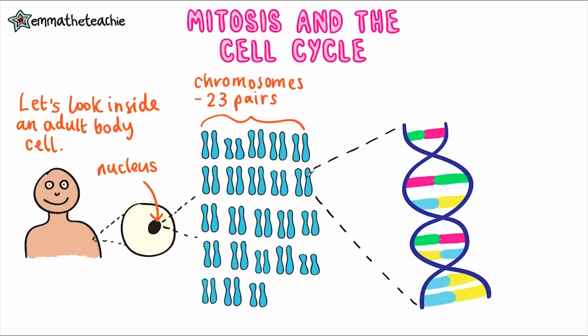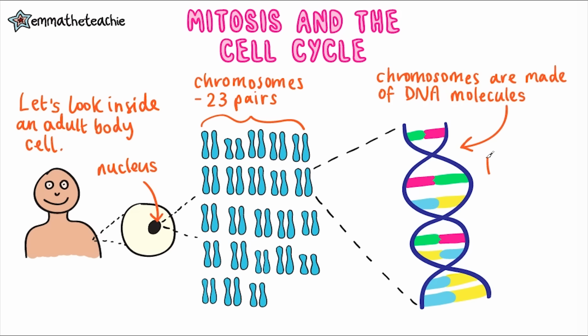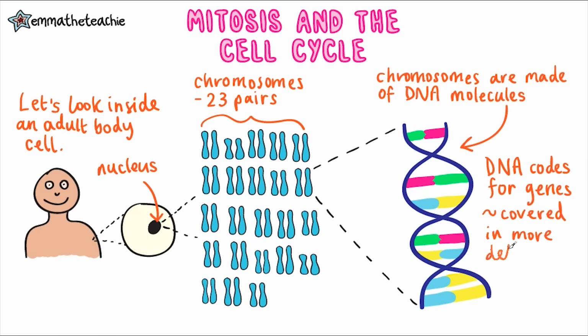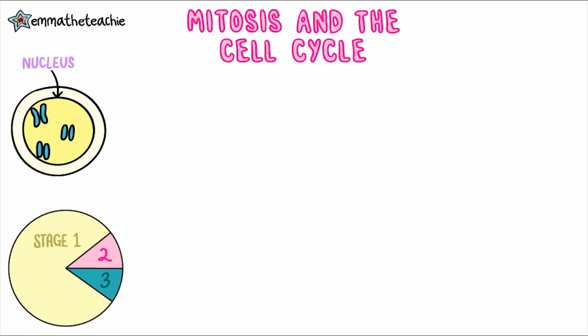If we zoom inside a chromosome, we can see that it's actually made up of DNA. This is a molecule of DNA right here. DNA codes for genes. You're going to learn a lot more about this in the inheritance topic in paper 2, but this is all that you need to know for paper 1. Now that you understand that the nucleus contains chromosomes, we can look at mitosis and the cell cycle.